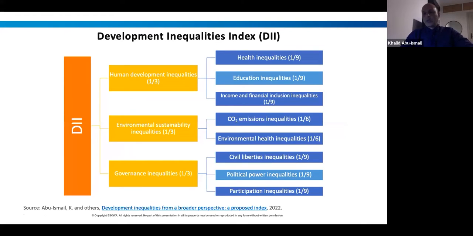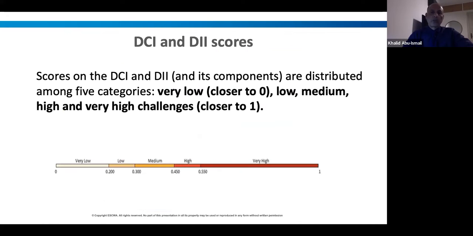Then we're also introducing a Development Inequalities Index, which is essentially the sub-national inequalities, within country inequalities, in these 3 pillars that I just mentioned, but not the same indicators, I have to say. It's very difficult to get. And these are a mix of horizontal and vertical inequalities between groups as well as between rich and poor.